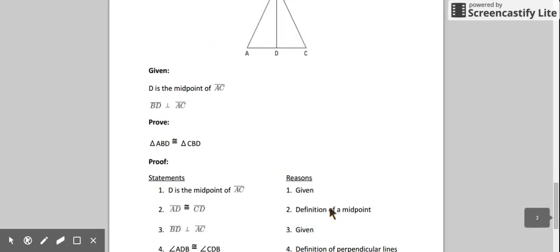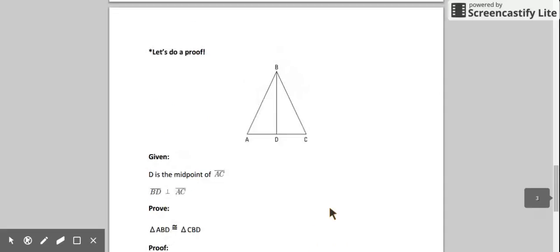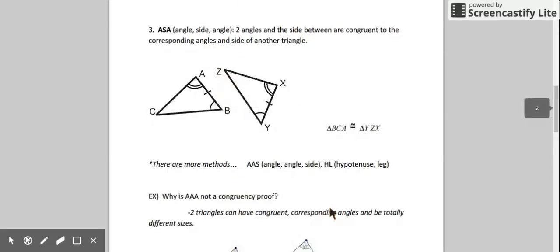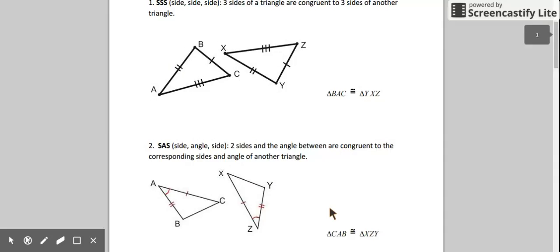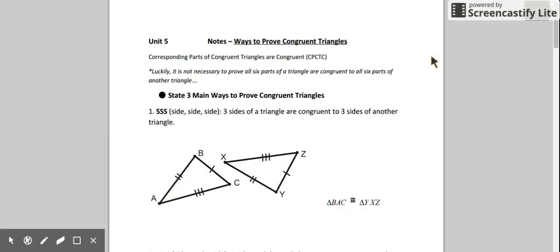So there's an introduction to a two-column proof and the three methods that we could be using. We'll do some more proofs in some later videos.